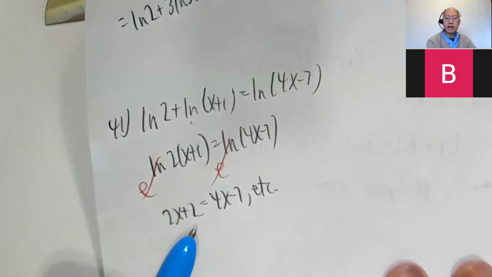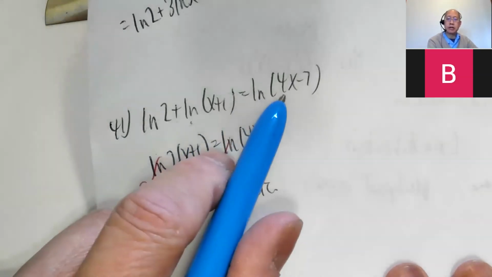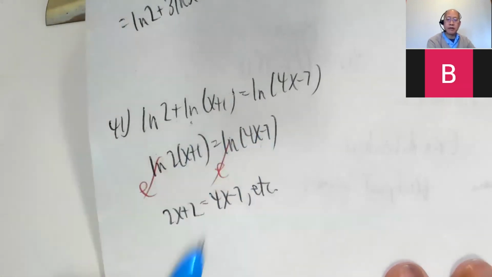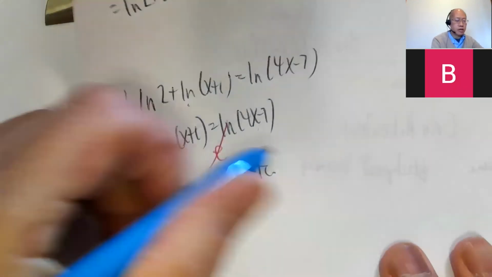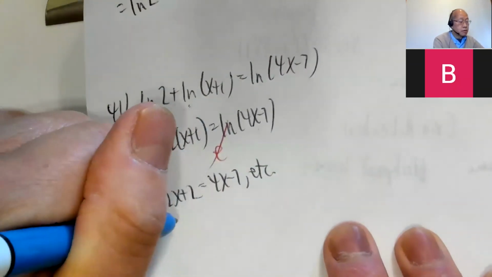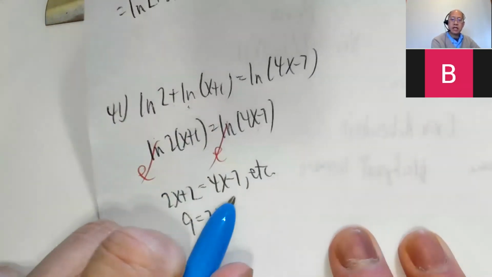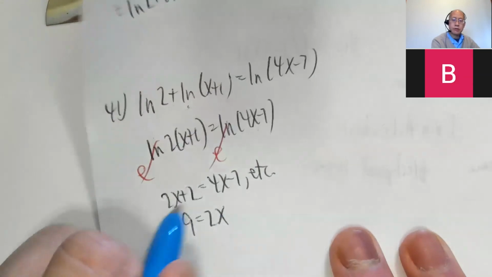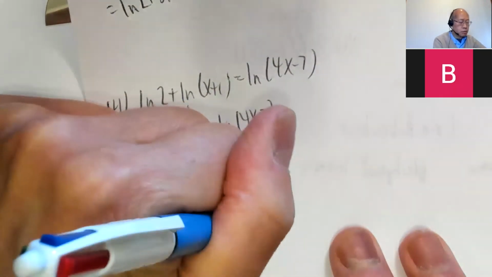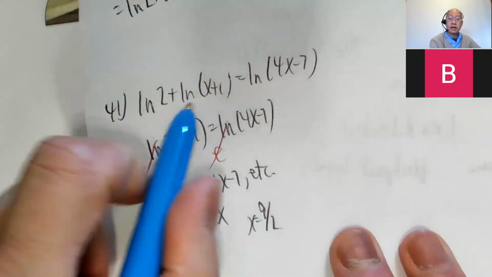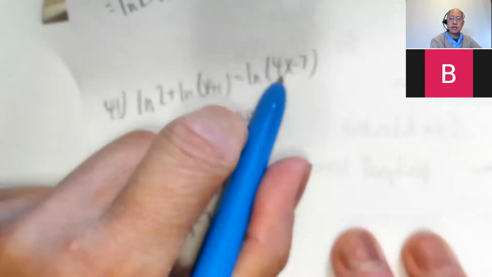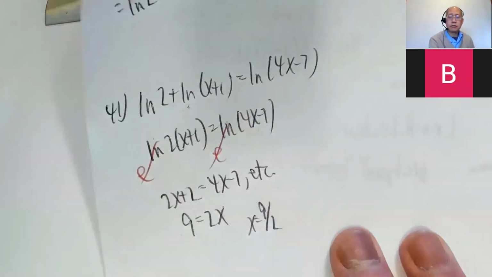So let's say it comes out to be -5, then I'd have to throw it out because you're not taking the ln of a negative. But I think it comes out to be 9/2, I think, or something like that. Why don't I just finish it? So subtract 2x, add 7, 9 equals 2x. Right, add 7 to both sides. Subtract 2x. Yeah, x is 9/2. And that's positive, so it looks like we're good.